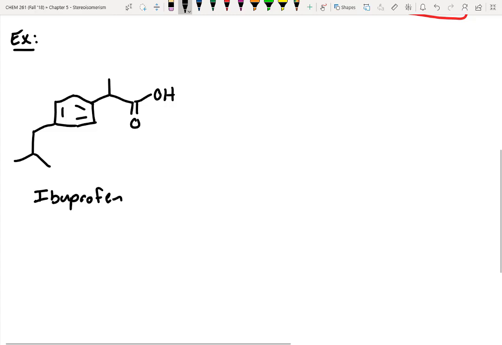So where's the stereocenter in this? See if you can identify it and check with your neighbor.